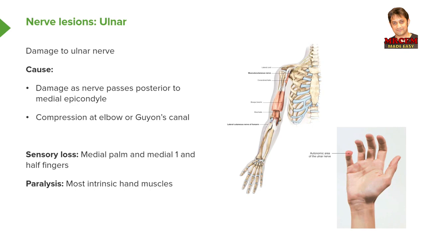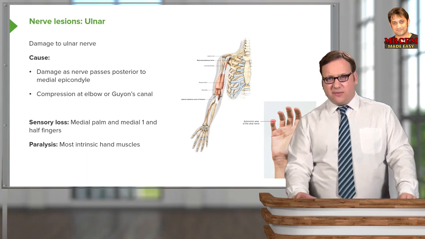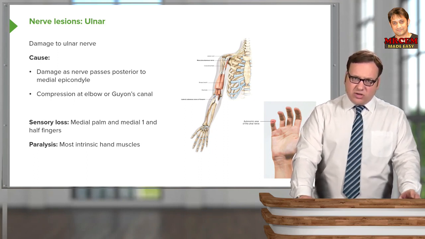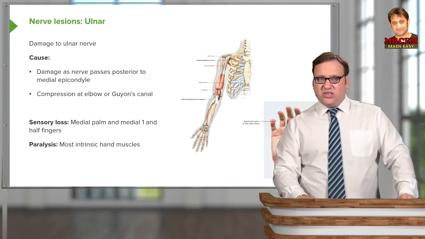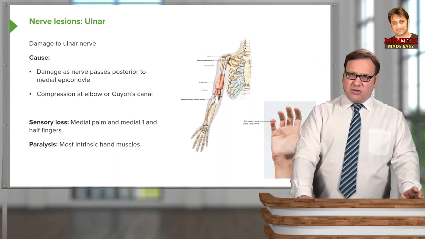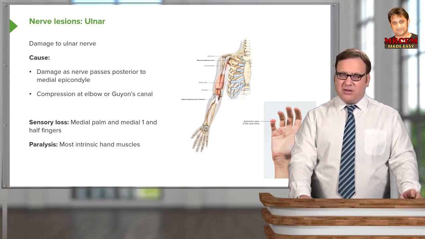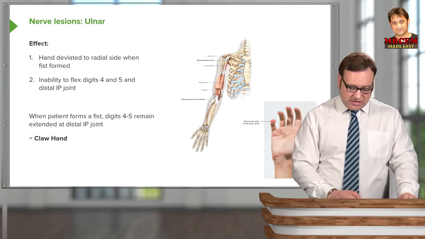Sensory loss, this will be at the medial surface of the palm, the medial 1.5 fingers. Those fingers that were preserved when we had median nerve damage. So the median nerve did 3.5, and the ulnar nerve is doing the remaining 1.5 for finger 5 and the medial surface of 4. So you'll lose sensation there. You'll also have paralysis of the vast majority of those intrinsic hand muscles. So the medial 2 lumbricals, the interossei, the hypothenar eminence muscles. These will be paralyzed with effects on functionality.